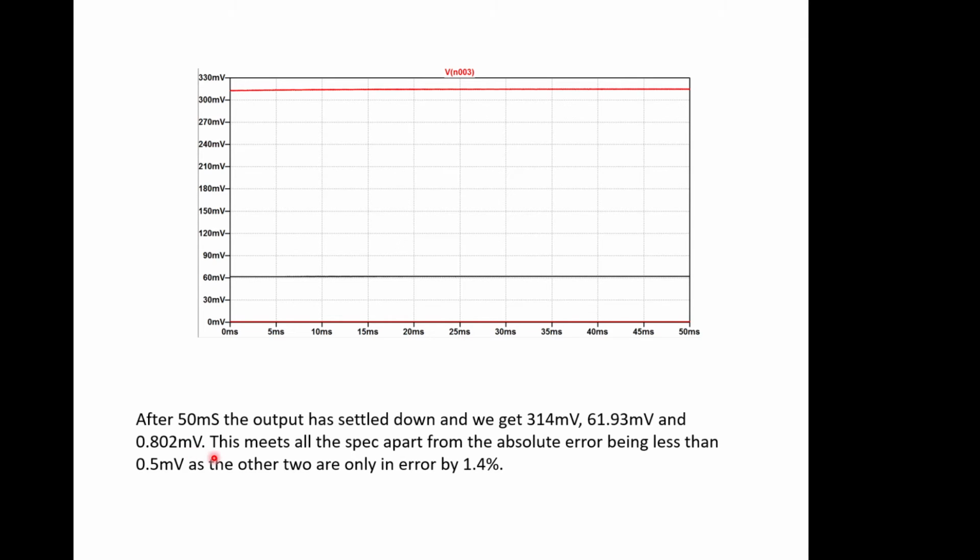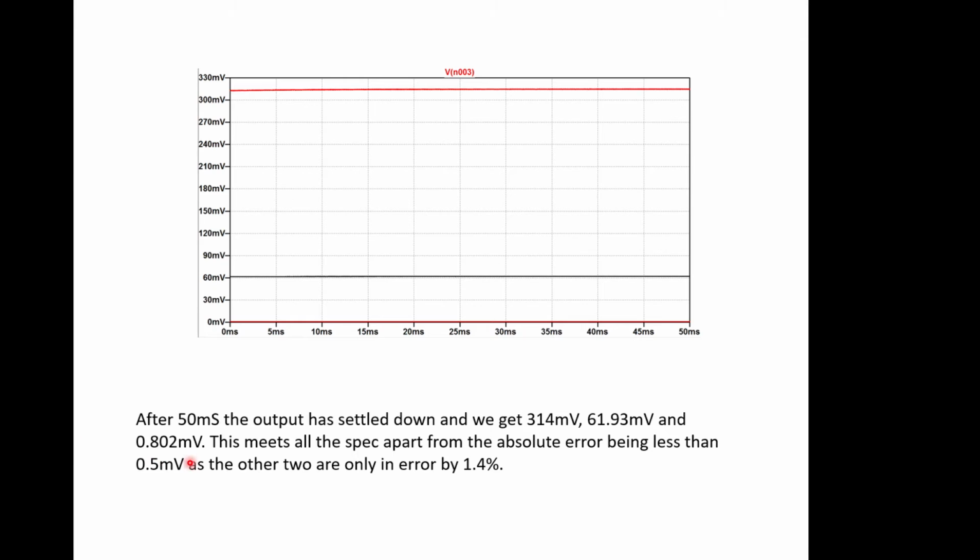But then we have to go back to our spec, and it says this meets all the specification apart from the absolute error being less than 0.5 millivolts, as the other two are only in error by 1.4%. So these two here are small errors, they're less than 2%, so they're fine. But remember, we had to be less than 500 microvolts, or less than 0.5 of a millivolt, and 0.802 millivolts is bigger than 0.5. So this is where that part of the spec starts to become important. For very, very small signals, the absolute error becomes the dominant one rather than the relative error.